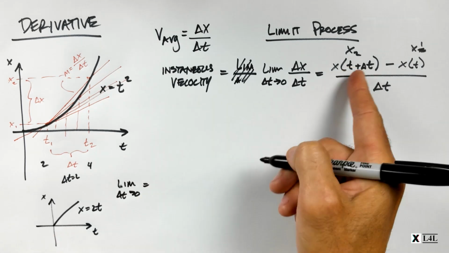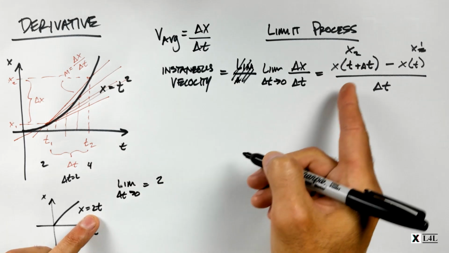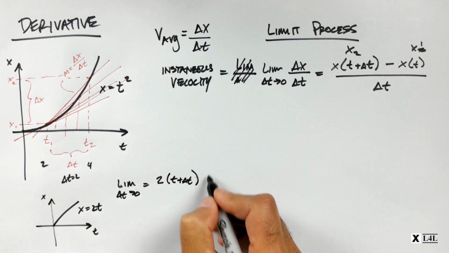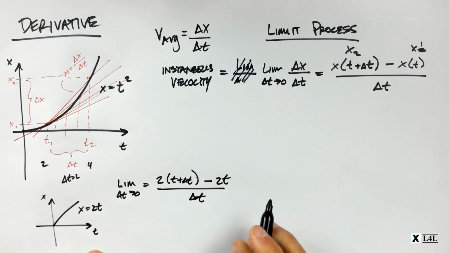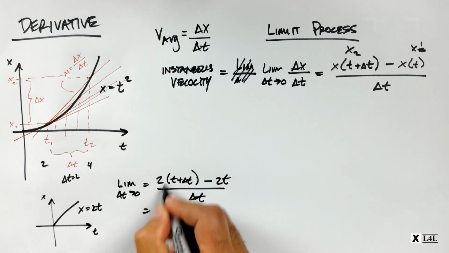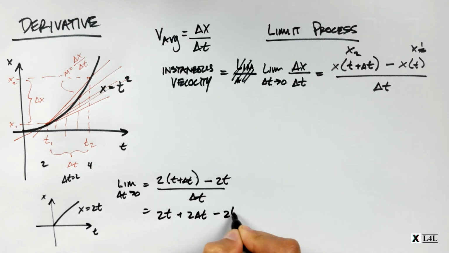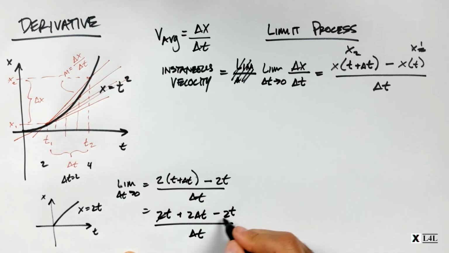So the function of t plus delta t is going to be 2, and then instead of t, we're going to substitute t plus delta t, minus the function itself, which is just 2t, all divided by delta t. Well, let's distribute this 2 out. So we have 2t plus 2 delta t minus 2t over delta t. Well, 2t minus 2t, if I divide by delta t, I'm left with this being equal to 2, which is the slope.